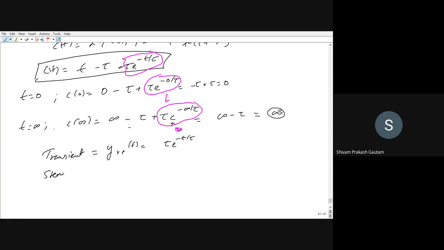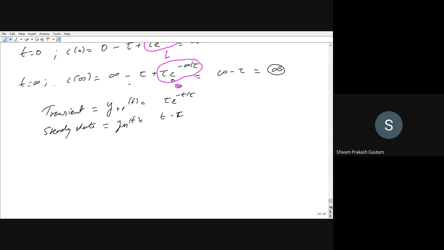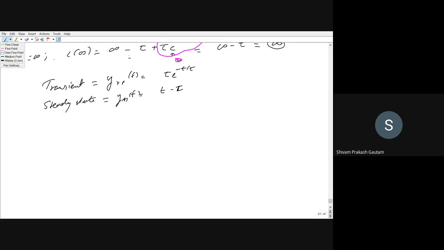What is our steady state part? c_ss(t) will be equal to t minus tau. This is our steady state part. That is, this part is our steady state part, and this part is our transient part. Now, if you want to plot this function, let me just draw.